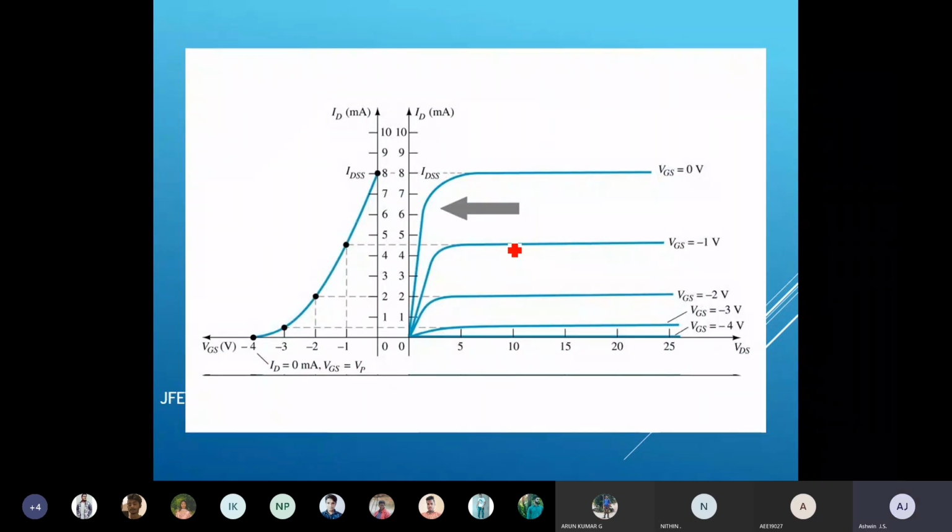In this graph, they're representing the drain characteristics as well as your transfer characteristics. This is nothing but your drain characteristics. I will write as DC. It's not direct current, it's drain characteristics here. And this is the transfer characteristics. This we already discussed, so let's go for the transfer characteristics.